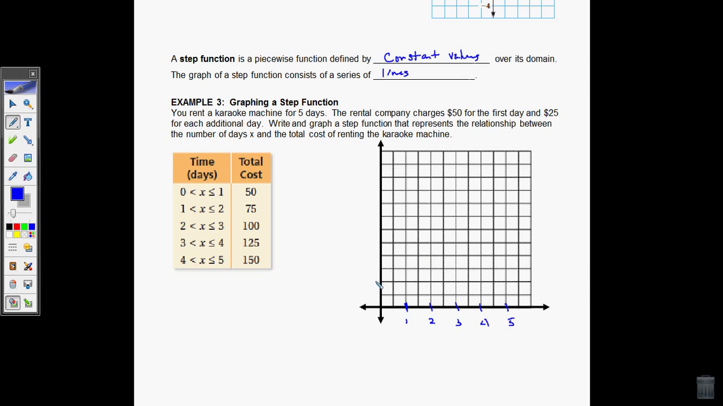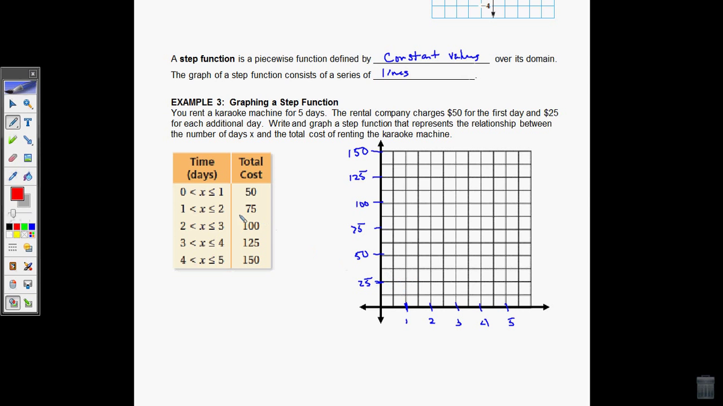And then let's put over here, let's say 25, 50, 75, 100, 125, and 150. Wow, that was perfect. And now let's go and let's graph it. I'm going to put it in red so we get some color in here.